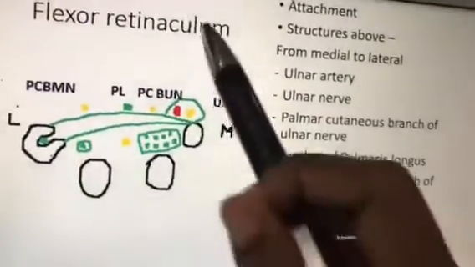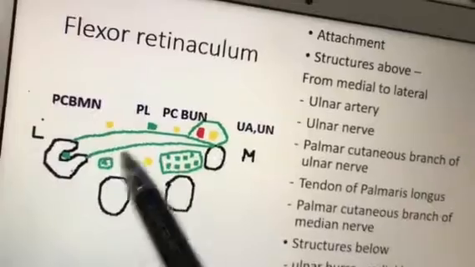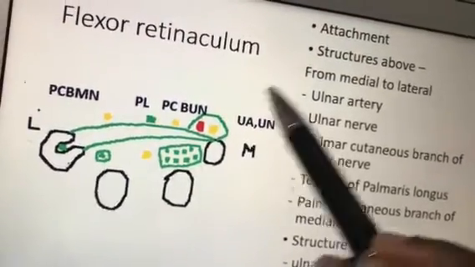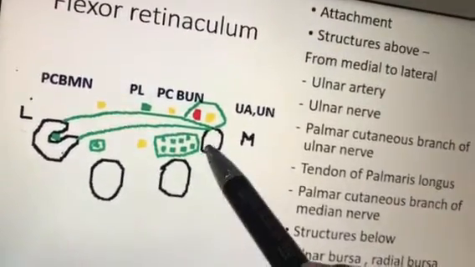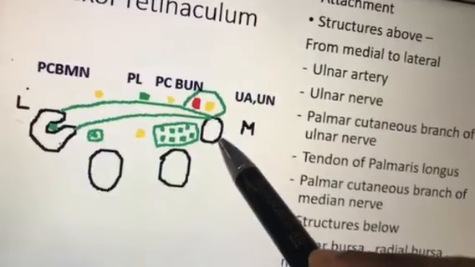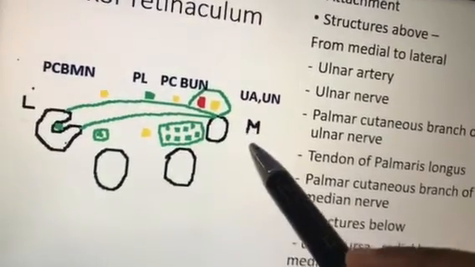Next is flexor retinaculum. For flexor retinaculum, you have to write the attachments. From attachments you have to mention the pisiform and the hamate on the medial side.